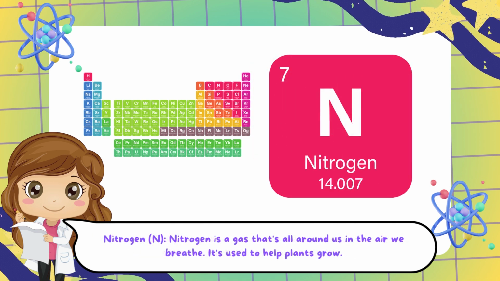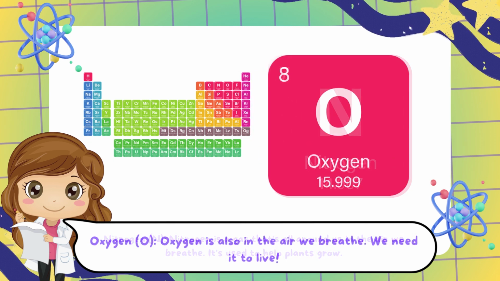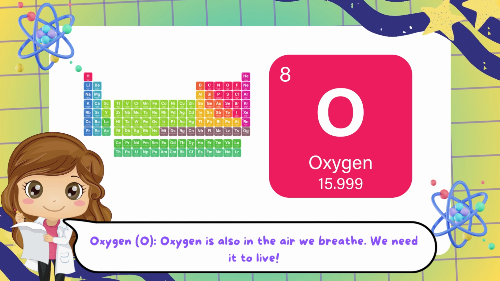Nitrogen, N. Nitrogen is a gas that's all around us in the air we breathe. It's used to help plants grow. Oxygen, O. Oxygen is also in the air we breathe. We need it to live.